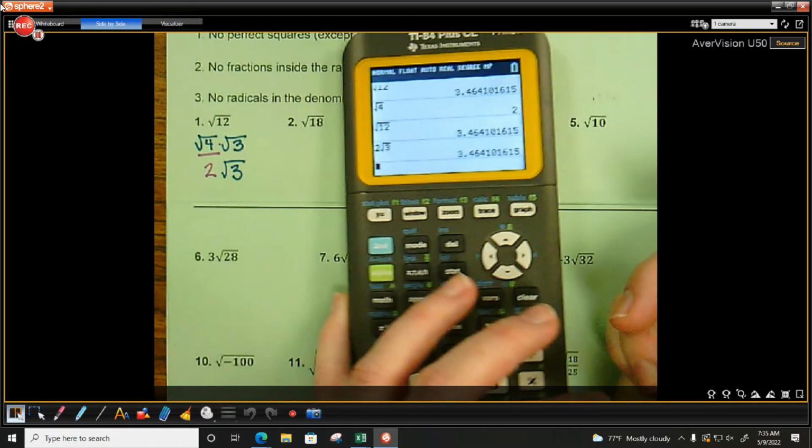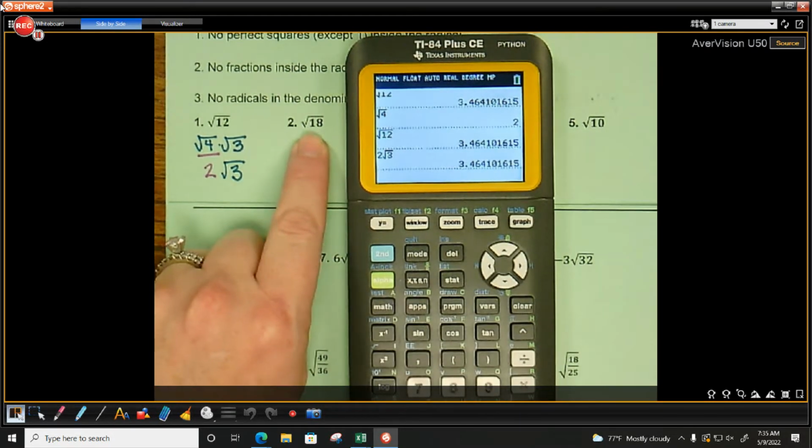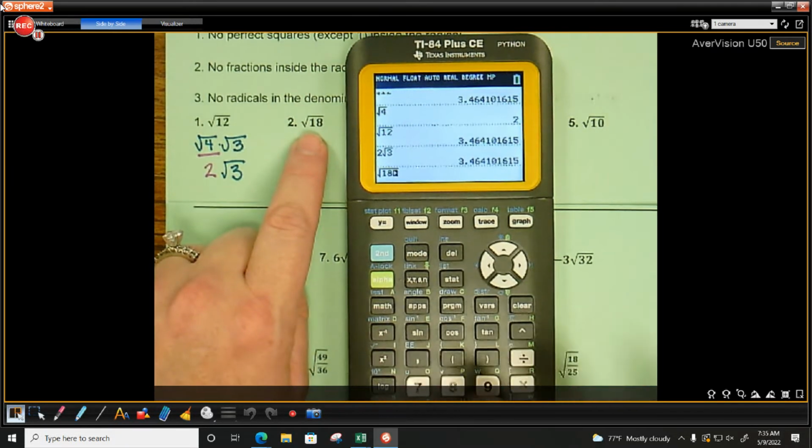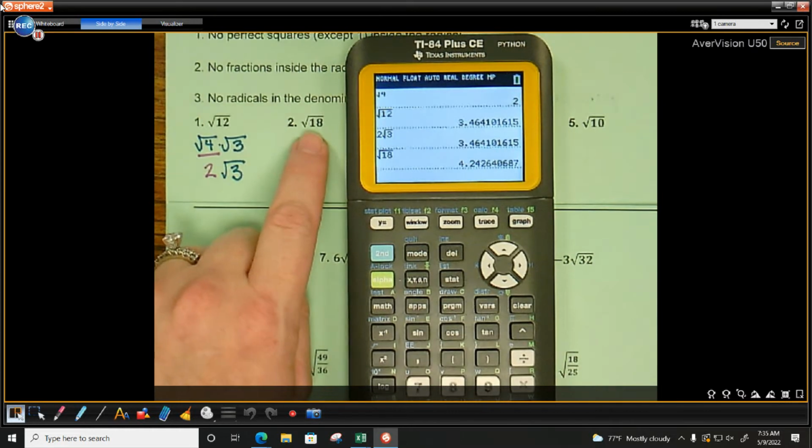Yeah? Okay, square root of 18. What should I do first? What should I do first, Izzy? Type it in the calculator. Thank you. Square root of 18. Luke, what are we doing first? Type it in the calculator, guys.